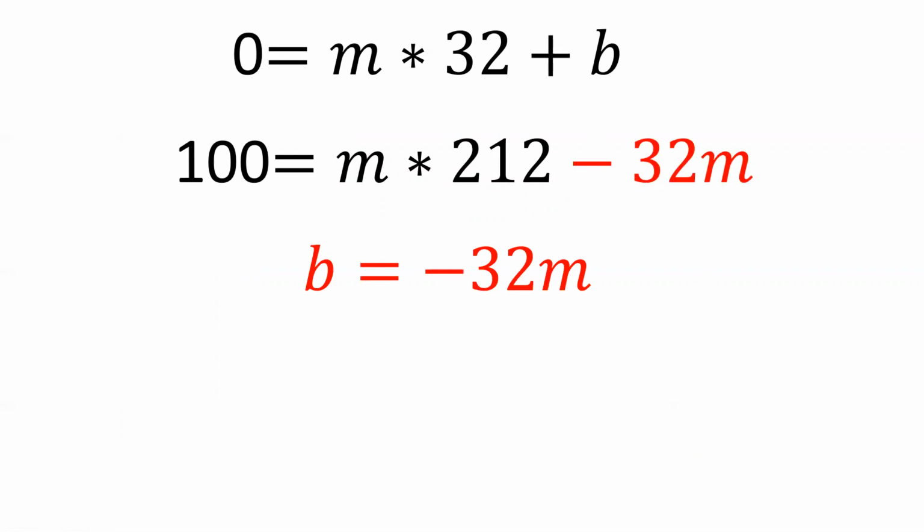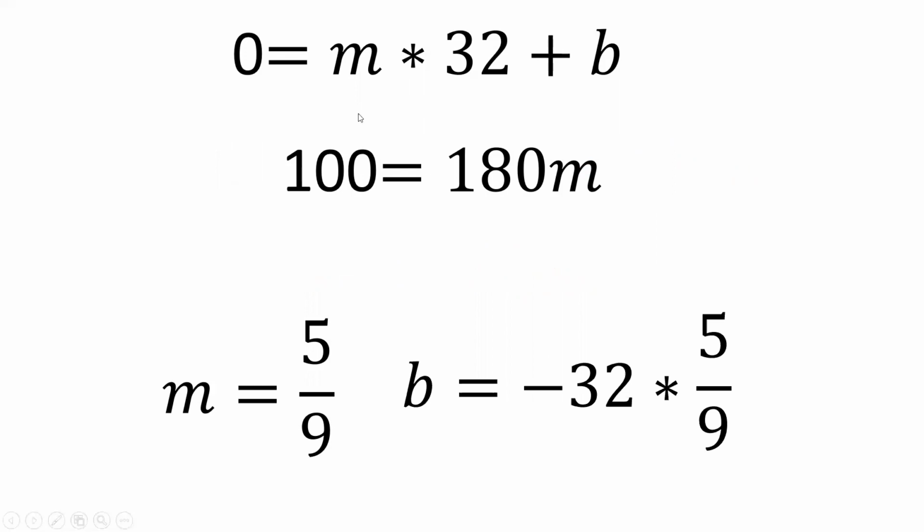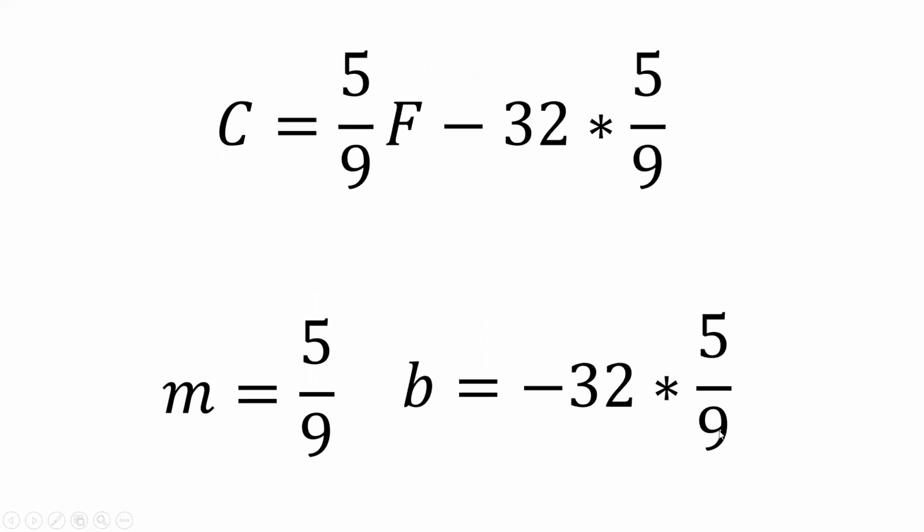How many M's do we have here on the right side? 212 minus 32, I believe that's 180. So I'll simplify. Boom. There's the slope. Solve for M. Well, 10 over 18 is the same as 5 over 9. Now we've got the slope in that line. And then, of course, since B is negative 32 times M, that's negative 32 times 5/9. Let's plug all that stuff back into the equation. So I've evaluated the slope. I've evaluated the intercept. Can't we factor out the 5/9?